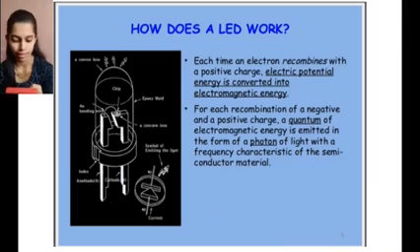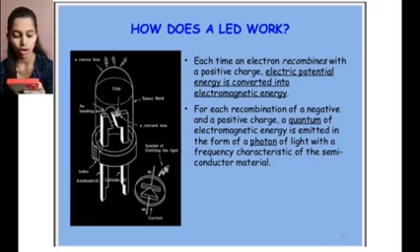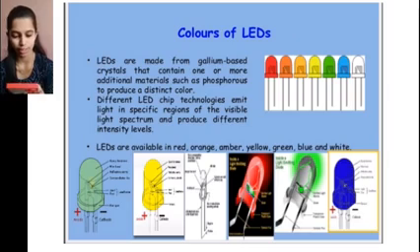How does an LED work? Each time an electron recombines with a positive charge, electric potential energy is converted into electromagnetic energy. For each recombination of a negative and positive charge, a quantum of electromagnetic energy is emitted in the form of a photon of light with a frequency characteristic of the semiconductor material.